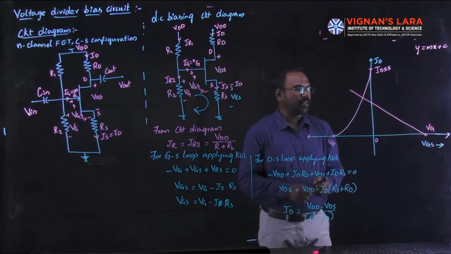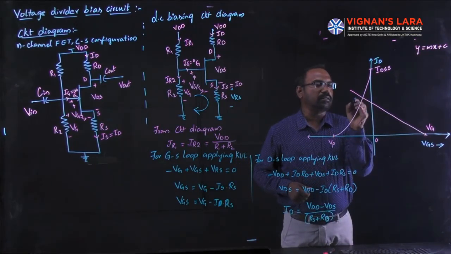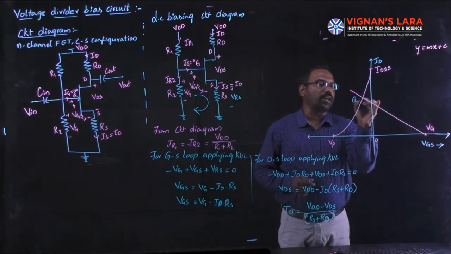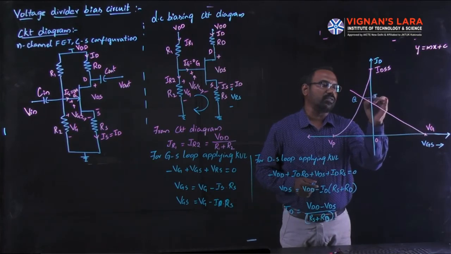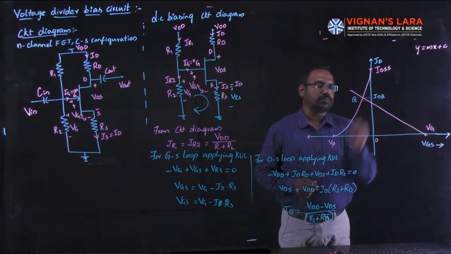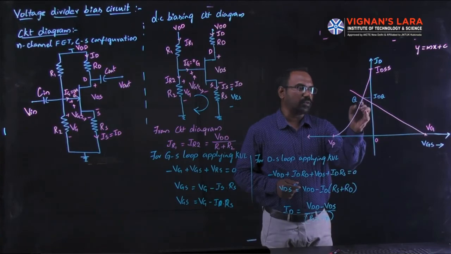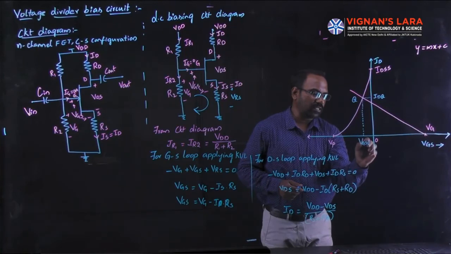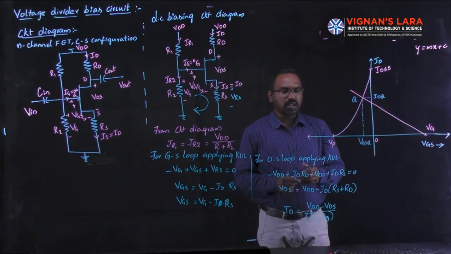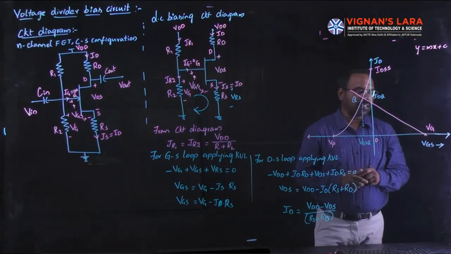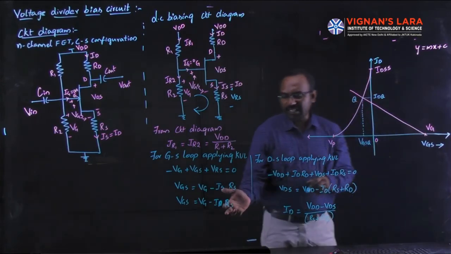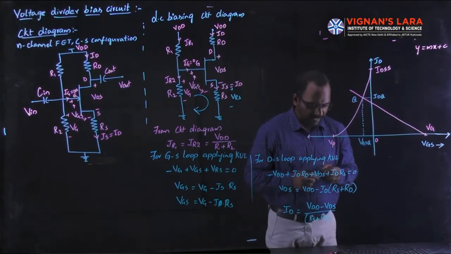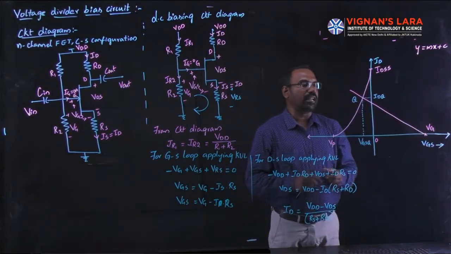So from this, my quiescent point will be here. It is touching my transfer characteristics here. That means the corresponding IDQ will be the projection of this. So this is IDQ. And what is the VGSQ? So this projection onto this will give VGSQ. So here this quiescent point will be shifted based upon this RS value. So suppose let us assume at this point the source resistance value is RS2.